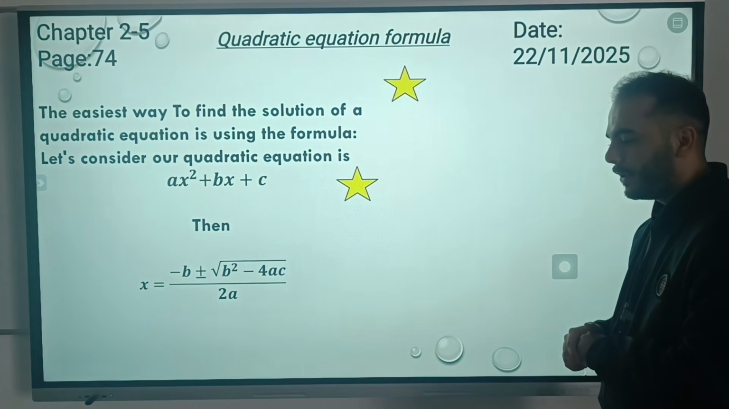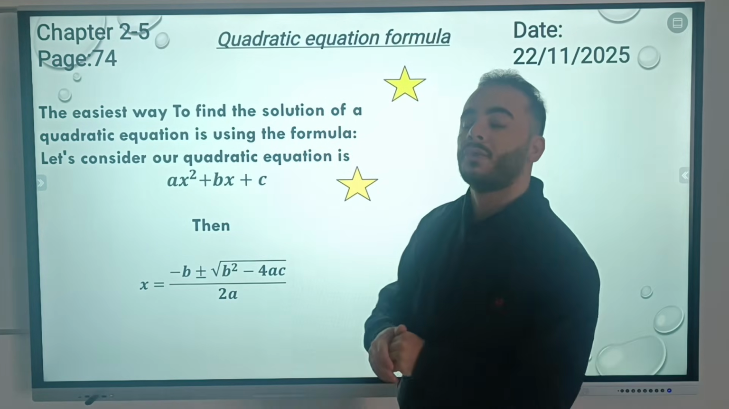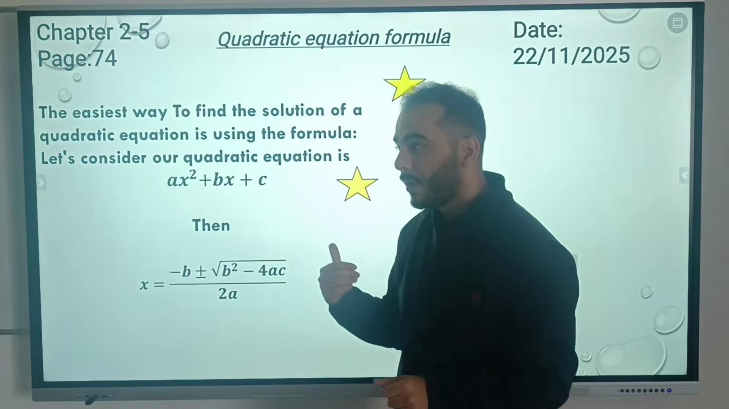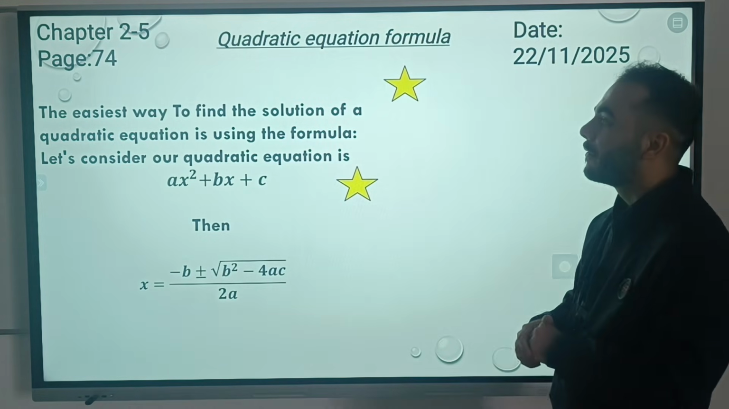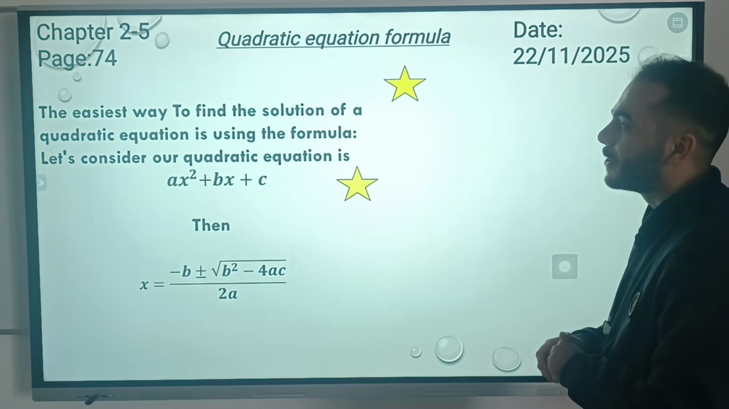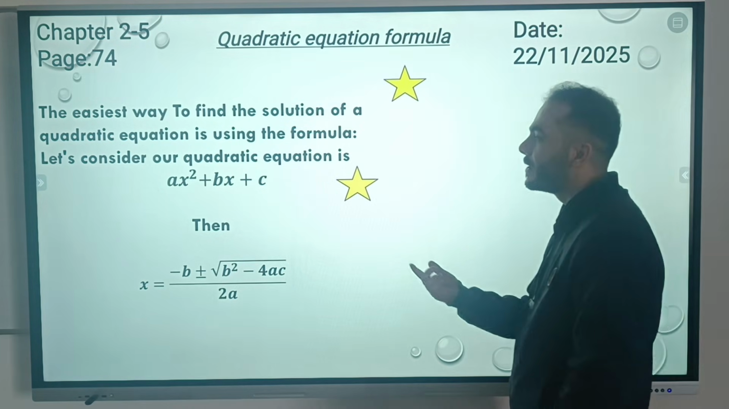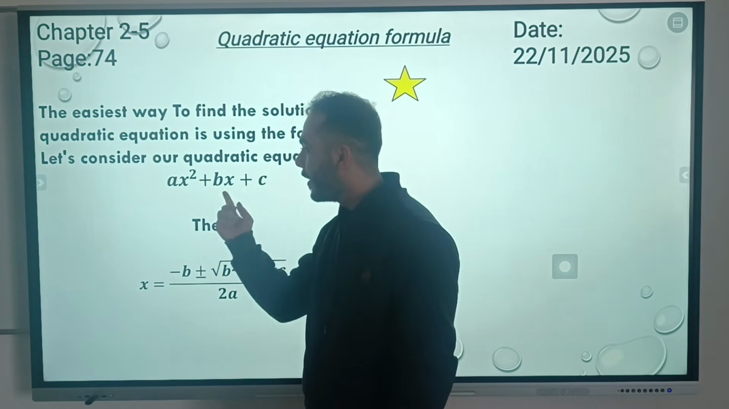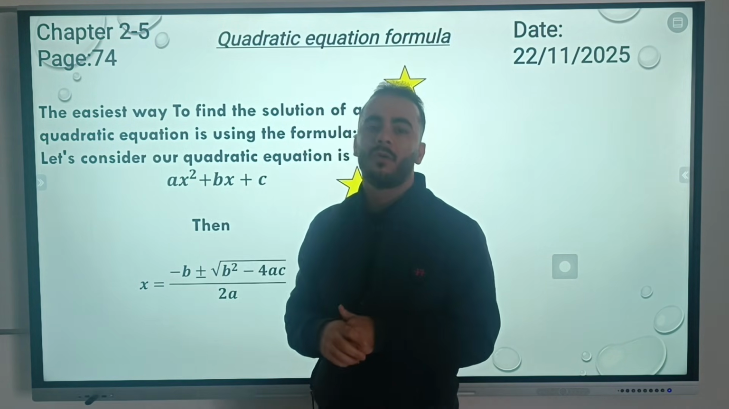Remember, in the previous section we discussed how to solve a quadratic equation by the completing the square method. Today we're going to make it easier by studying the formula. The easiest way to find the solution of a quadratic equation is using the formula. Let's consider our quadratic equation is ax squared plus bx plus c. Who knows what this form is? This is the general form of a quadratic equation.